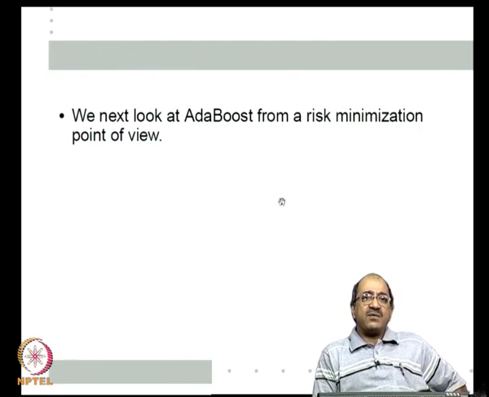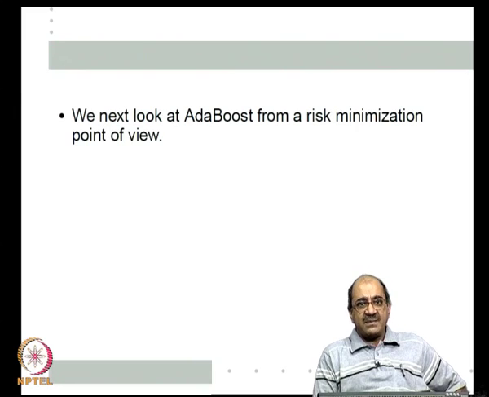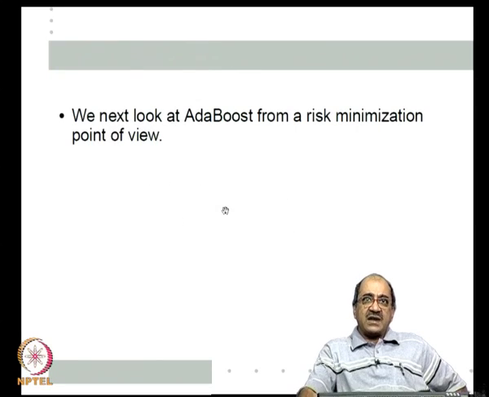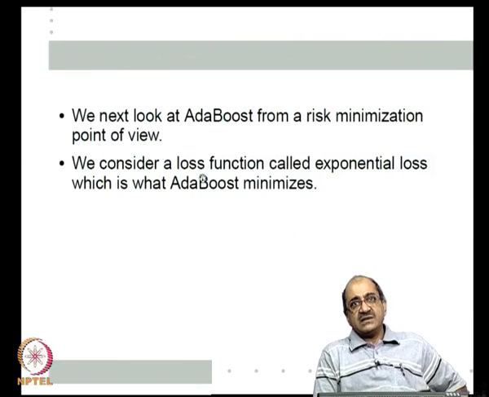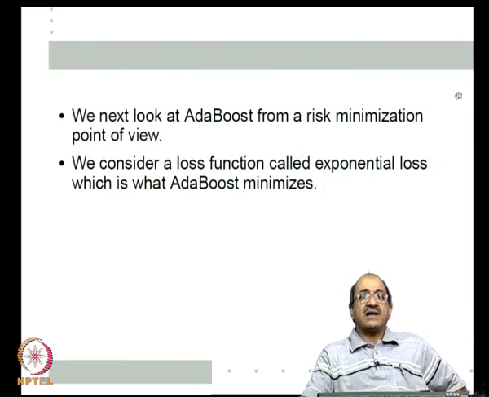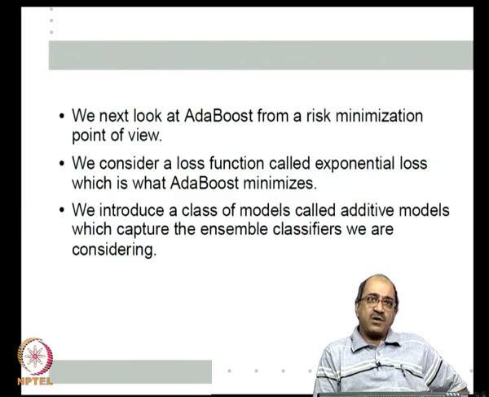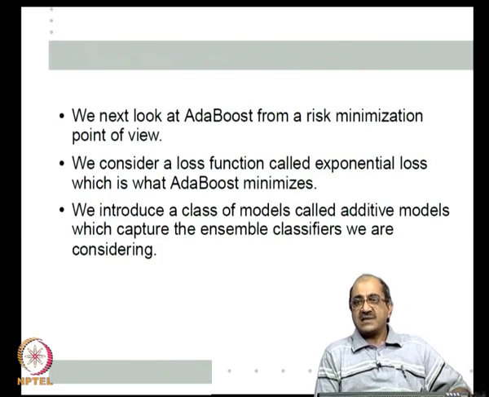So, the same thing we did in the SVM case. First we presented SVM as an interesting optimization problem, then showed that it also has a risk minimization view. Like that we will now show that AdaBoost has an interesting risk minimization view. The loss function that is appropriate for AdaBoost is what is called an exponential loss function. That is what AdaBoost minimizes. So, we will first briefly define exponential loss, and the set of classifiers or the hypothesis space over which this algorithm searches is not individual classifiers, but ensemble classifiers.